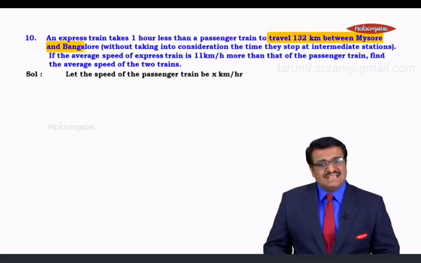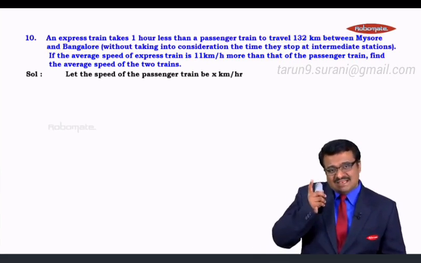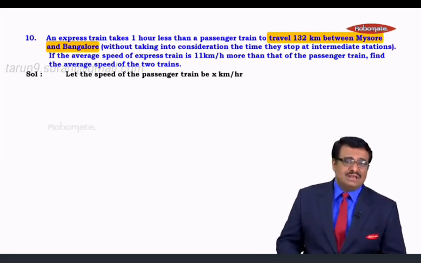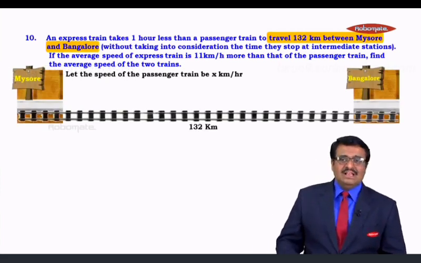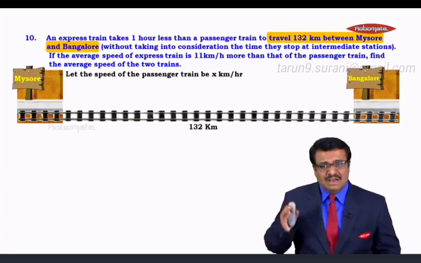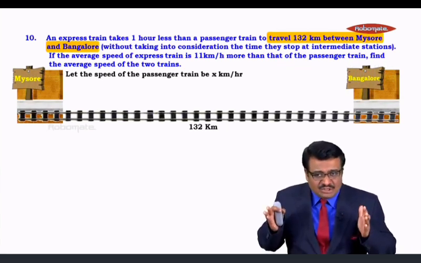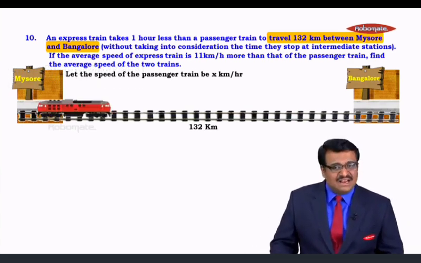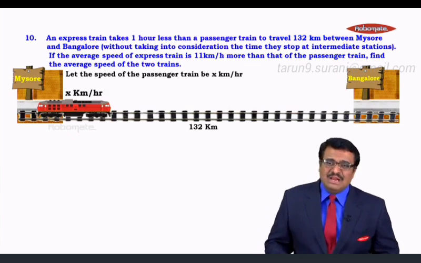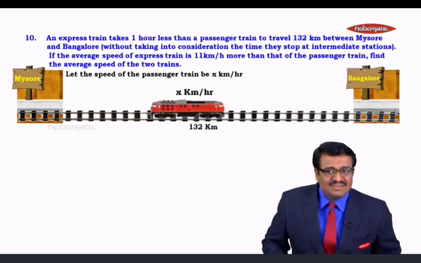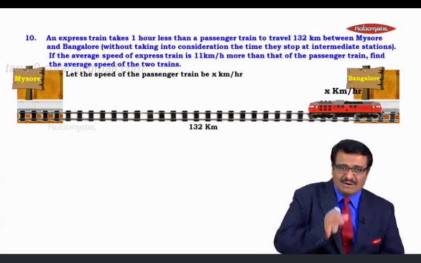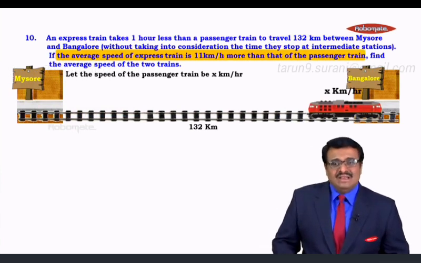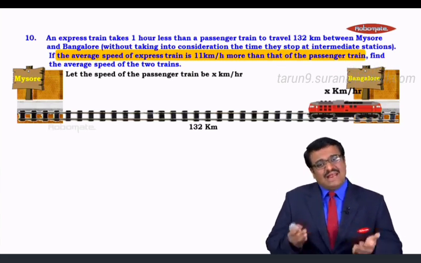Speed of the passenger train is x kilometers per hour, and the passenger train, how much distance did it travel? 132 kilometers between two stations. Which ones? Mysore and Bangalore. Suppose these are the two stations, Mysore and Bangalore, and the distance between these two stations is how much? 132 kilometers, and there is a passenger train. It is going to travel with a speed of x kilometers per hour from Mysore to Bangalore. So what is the distance covered by the train? 132 kilometers.